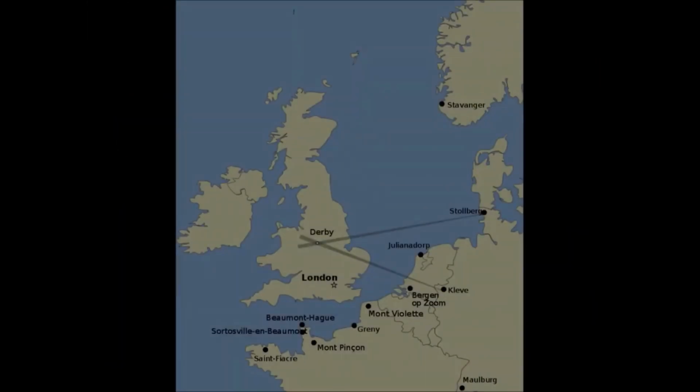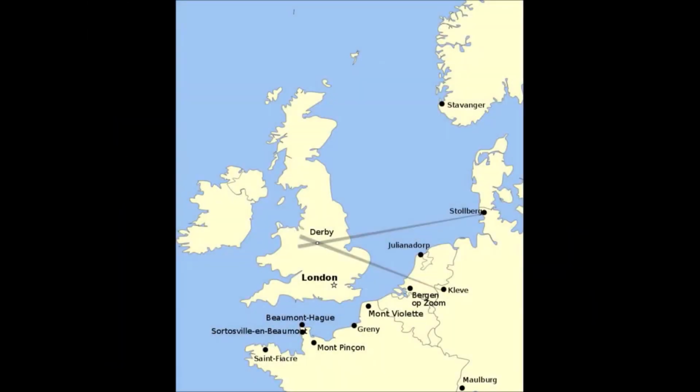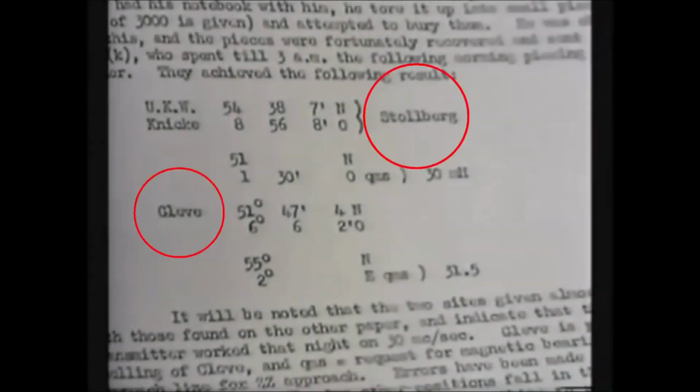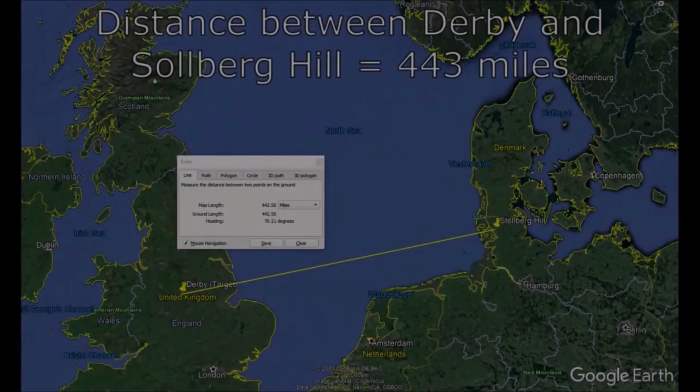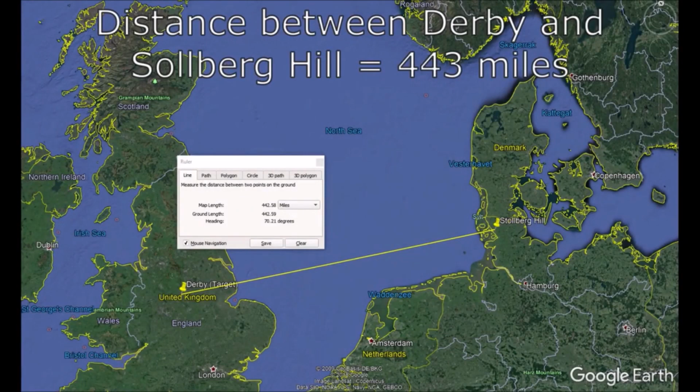Lindemann was conceptually and mathematically right. VHF beams would require a direct line of sight with the German bombers, and England was simply too far away. The first of these Knickebein transmitters was set up on Stolberg Hill near Denmark. Another transmitter was set up at Kleve in western Germany. Stolberg Hill was located 443 miles away from Derby, England.